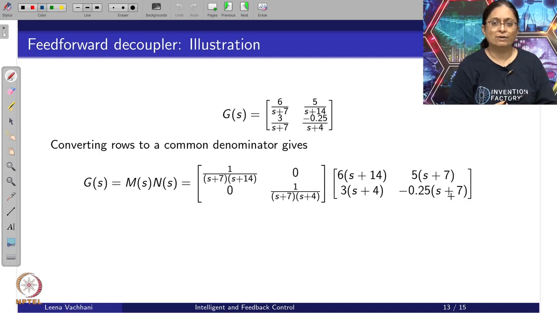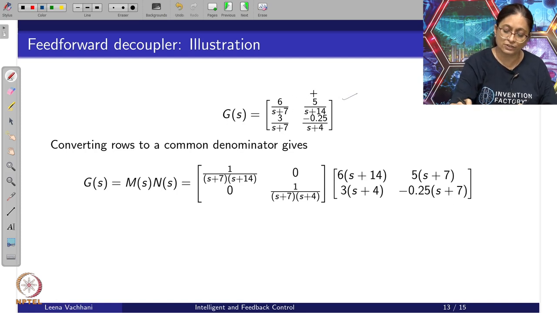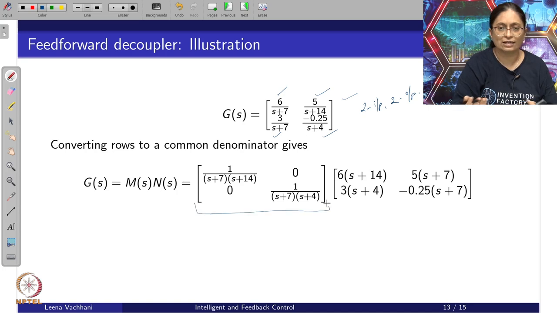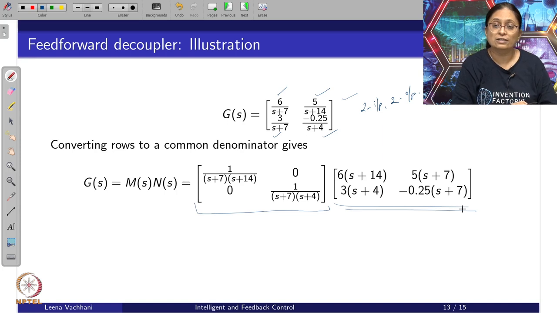All right, so let's take one example. Let's consider a G of S of this form, which is again a two input two output case. This is the transfer function between y1 and u1. This one is the transfer function between y1 and u2, y2 and u1, and y2 and u2 in this case. Now what happens if I consider converting rows to a common denominator? This turns out to give me a nice diagonal form anyway, and this part is something we have to take care of in order to consider the decoupler design in this case.